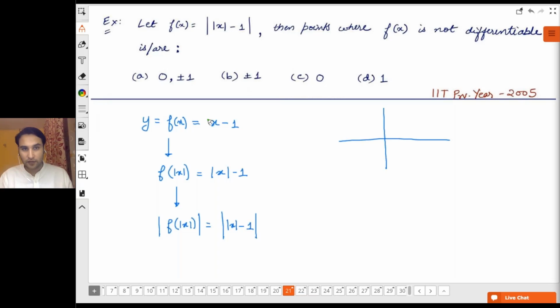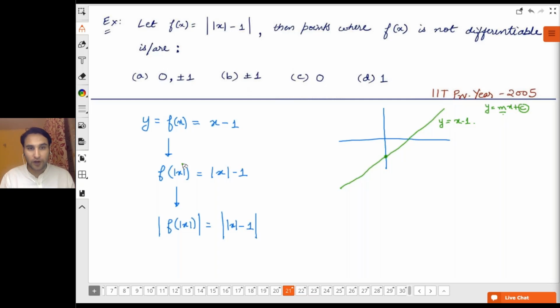The graph of x minus 1, you know, right? y is equal to mx plus c, so everyone knows. In this case, slope is 1 and y-intercept is minus 1. So the graph, of course, will have y-intercept minus 1 and slope 1. So this is your graph. This is the graph of y is equal to x minus 1.